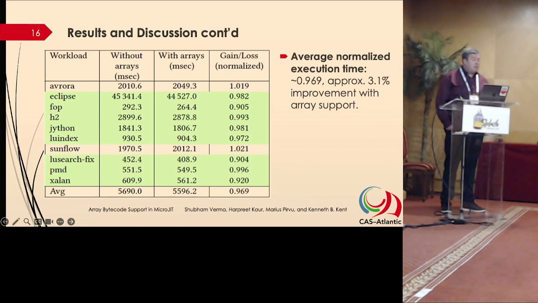Here are the specific numbers instead of in a figure, so you can see the differences there. You'll notice the two that we lost performance in were 1.9 and 2.1% respectively. But overall we gained, and we gained by 3.1% on average over the benchmarks.